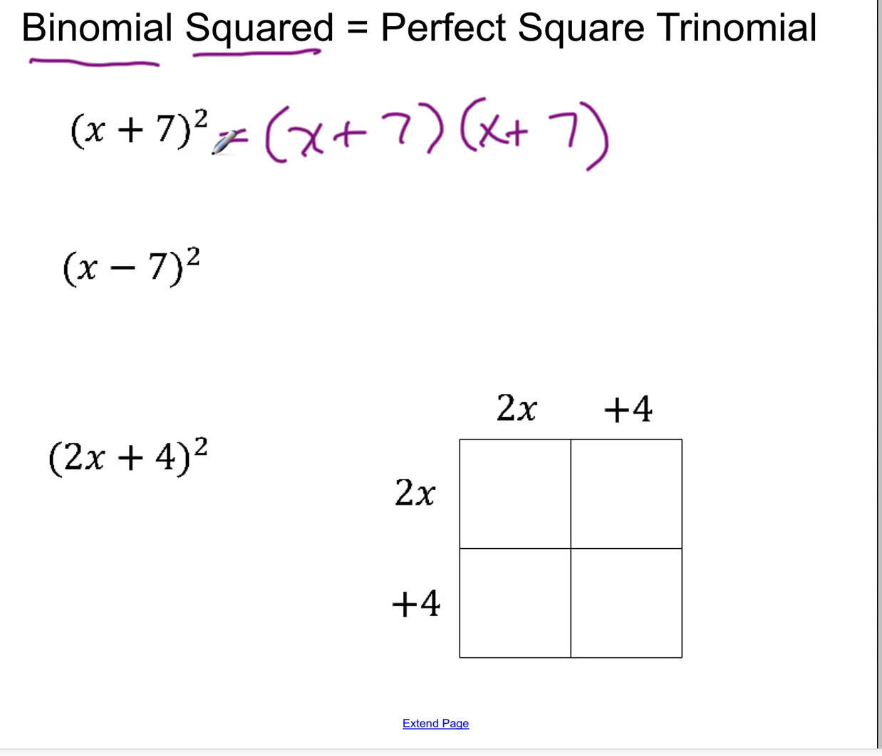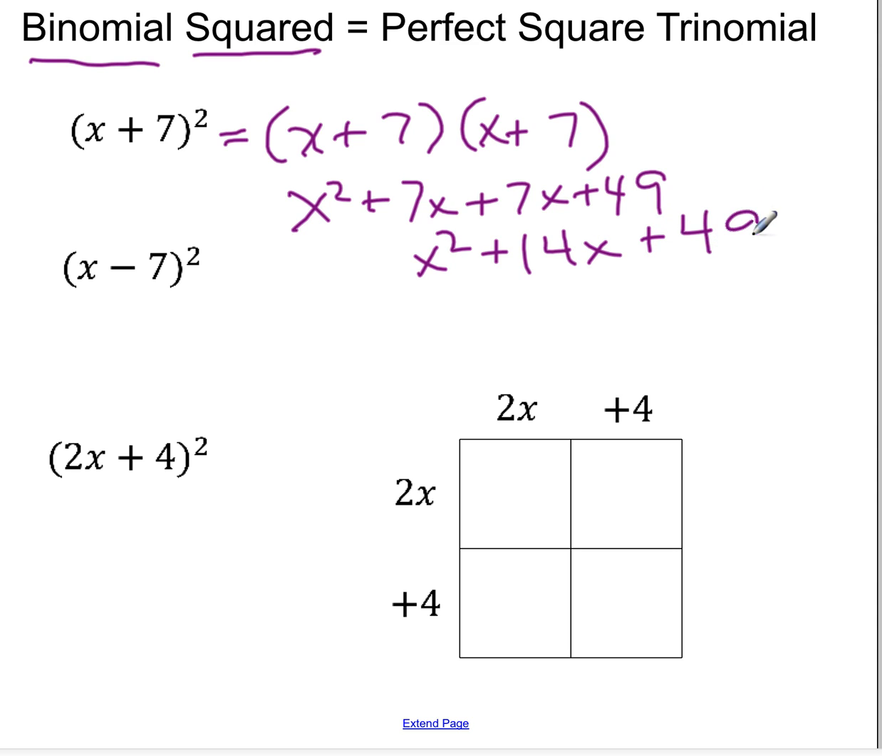People make mistakes with this all the time in algebra and beyond. So I encourage you to write it out twice and then use your FOIL method or your box method. Here I'm going to use the FOIL method: x squared plus 7x plus 49, or x squared plus 14x plus 49. Same here, I have x minus 7 squared, so that's x minus 7 times x minus 7.